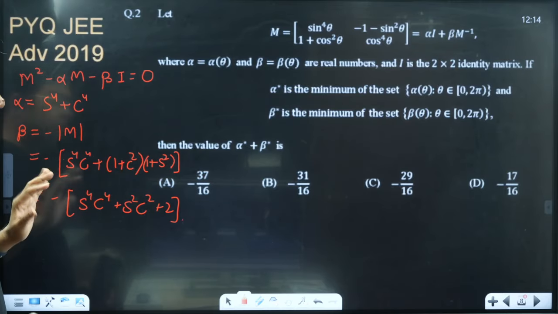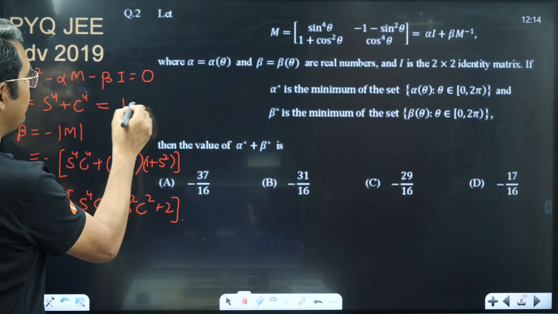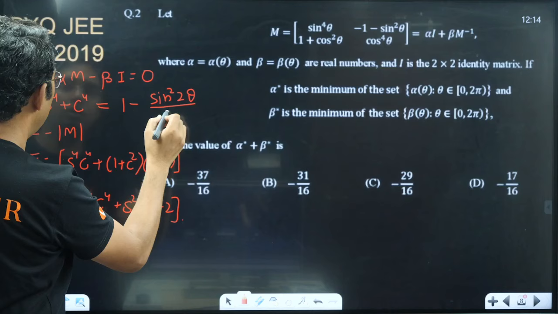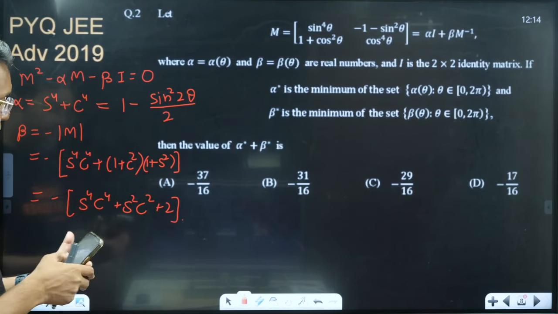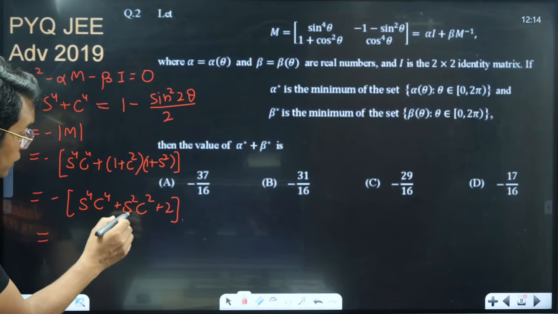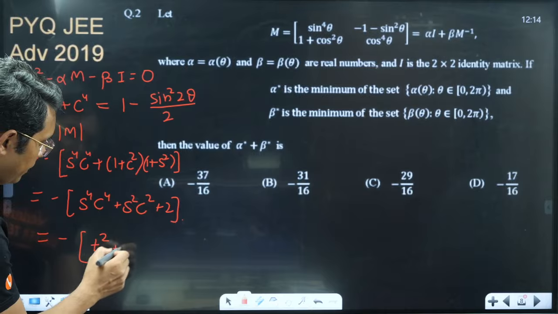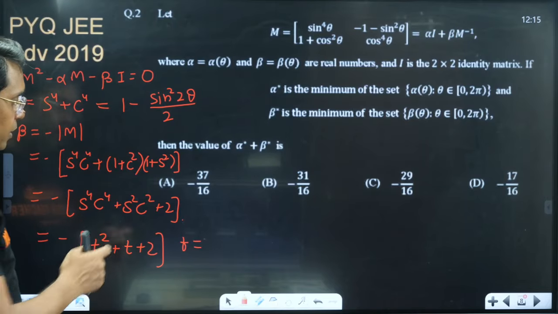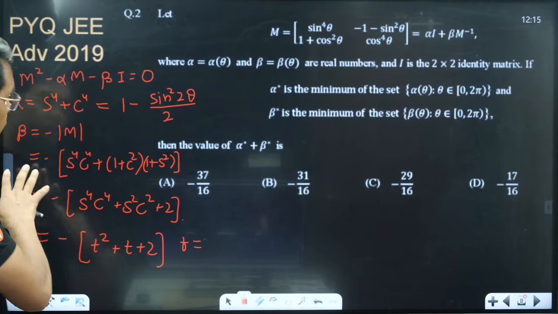I think this is simple question. After that you may use certain identities, like this can be written as 1 minus sine square 2 theta upon 2, I think, yeah, 2. Okay, so for this I think minimum value will be half, and similarly for beta, if you take sine square cos square as t, okay, so that will become equal to t square plus t plus 2. So by finding the minimum value of a quadratic, you can find the minimum value of this beta.